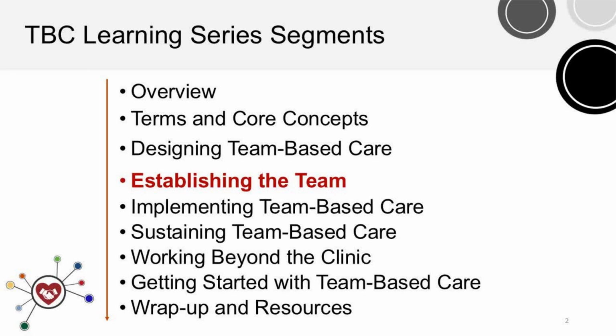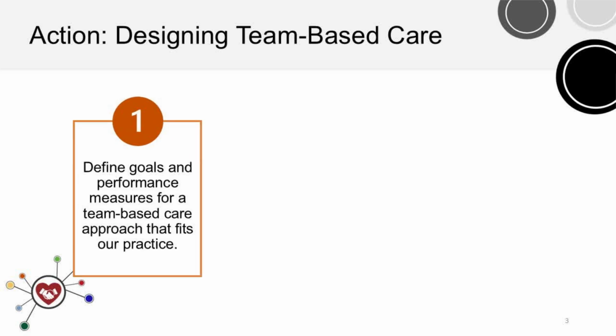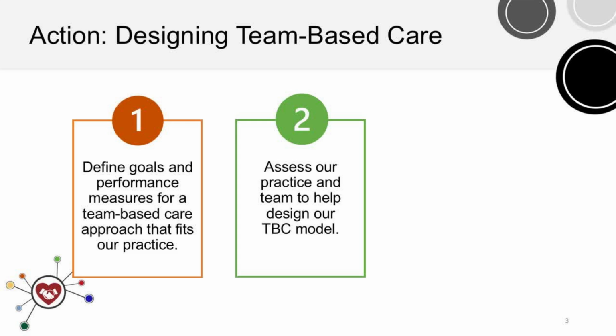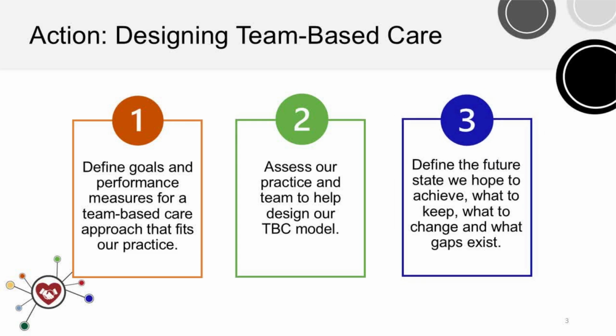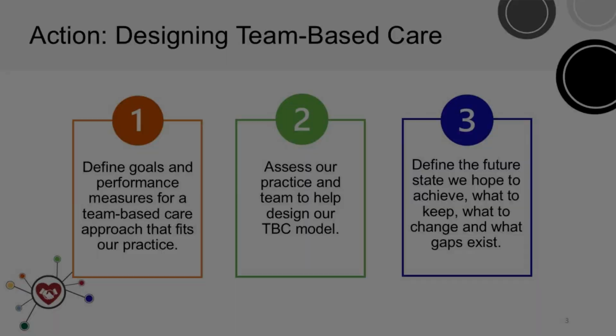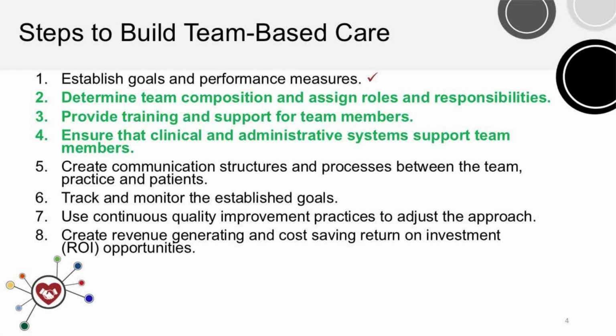In this segment, we will review what to consider when establishing our care team members and defining their roles and responsibilities. Let us review the actions from the previous segment. In the last segment, we built on the goals and measures we set, information gained from assessing our practice and staff, and the future state we began to define. In this segment, we will determine the composition of our team and begin to assign roles and responsibilities for them. We will also begin to identify the training and support needs for our team-based care model.